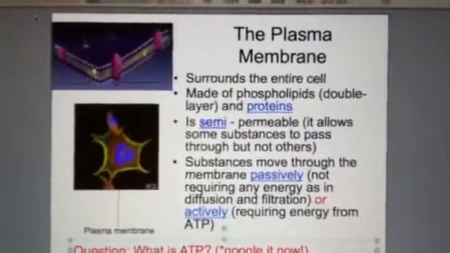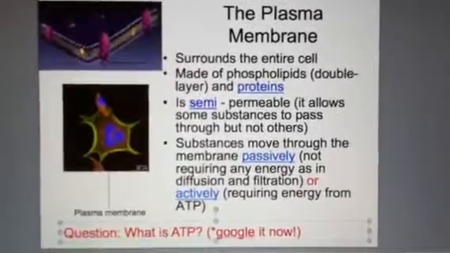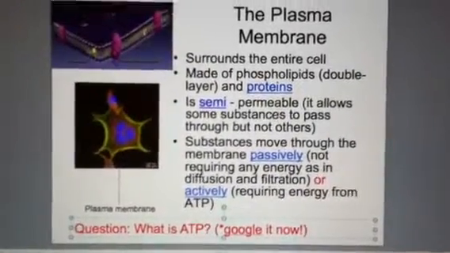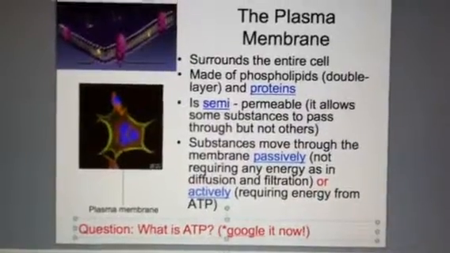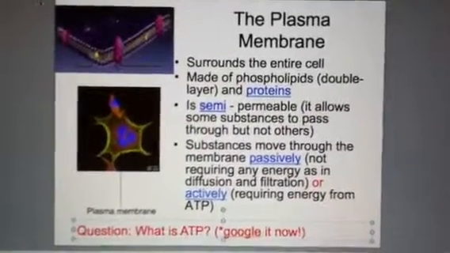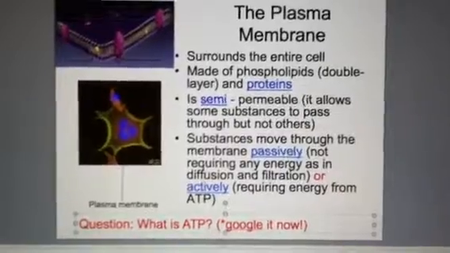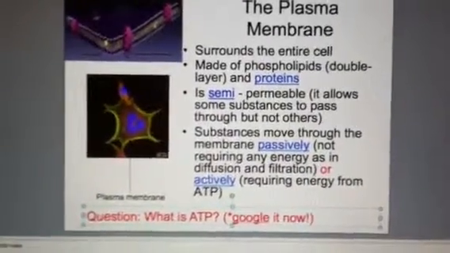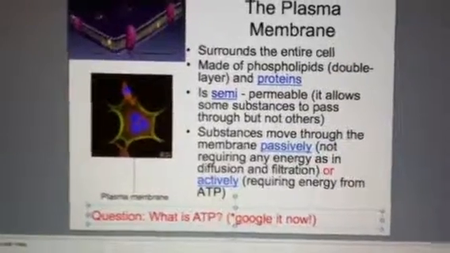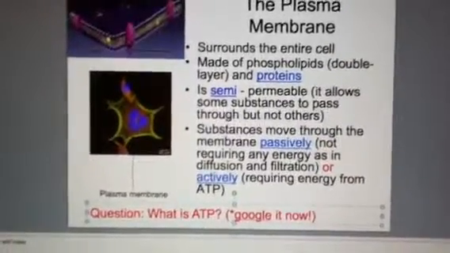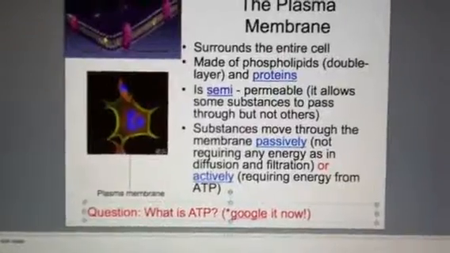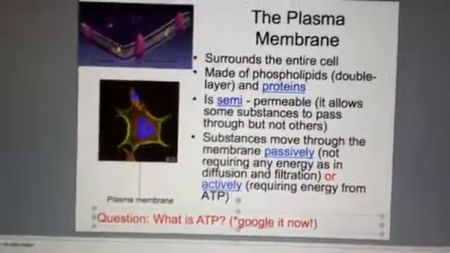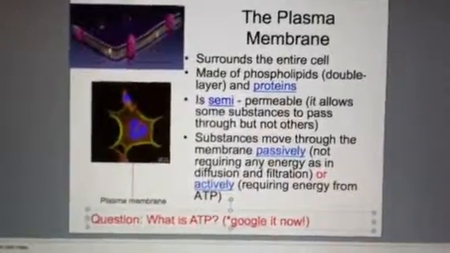On the last bullet point, substances can either come through passively. This would be called passive diffusion. That wouldn't require any energy. Or sometimes energy is needed to kick it through one of those channels, one of those proteins, and if energy is needed, it's called active filtration or active diffusion, and it will require energy from your body in the form of ATP. The next question for you to think about is, what is ATP?